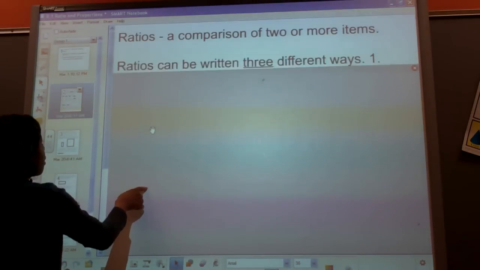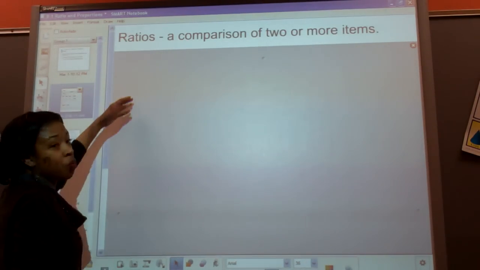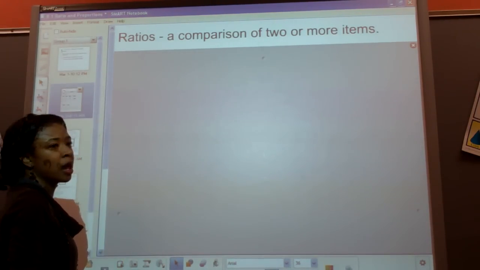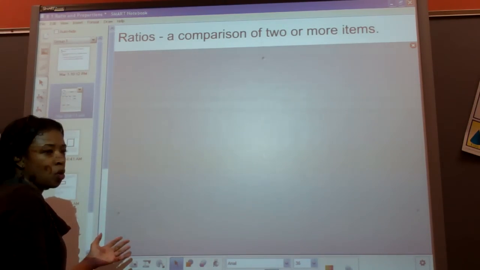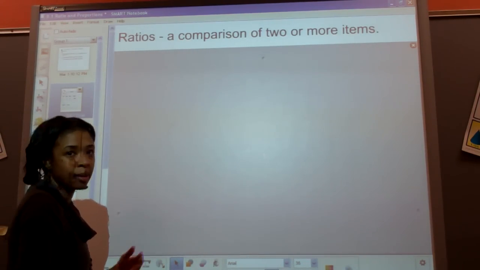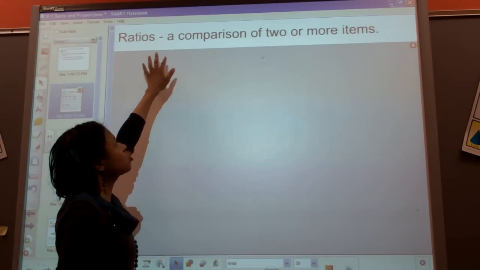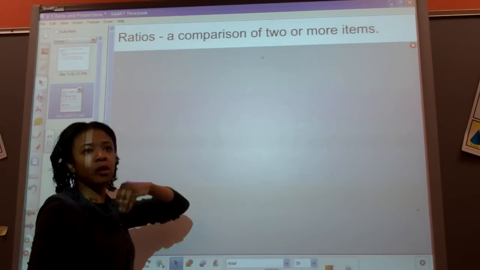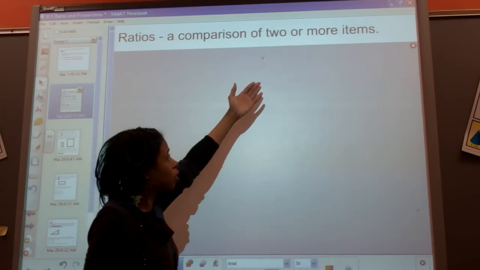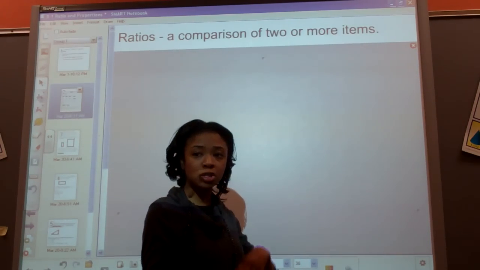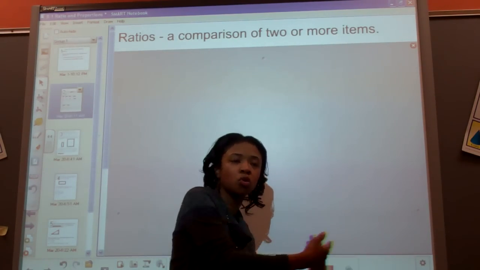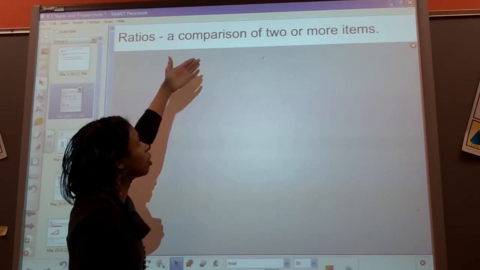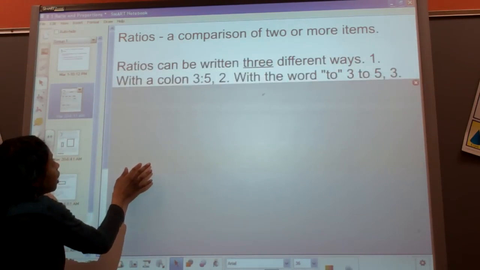Hopefully you will remember. Okay, first of all, ratios are just a comparison. When I compare two or more items, like how many apples to how many oranges, or how many boys in the class to how many girls in the class. A ratio is a comparison of two or more items. I can also compare more than that. If I'm comparing boys to girls to teachers or adults in the building, I will be comparing three things. So a ratio compares two or more items, okay?